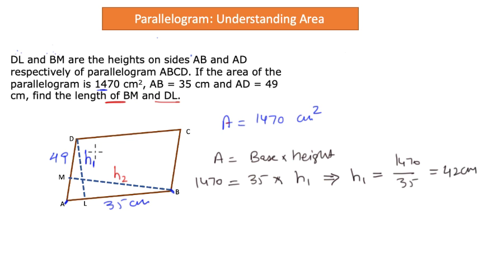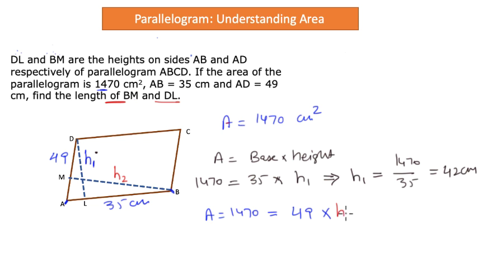So we found this dimension H1, and let's work on the second one. In the second one, we have the area, which is equal to 1470. It is equal to the base, which in this case is AD, that is 49, times the height, and the height is H2 in this case.